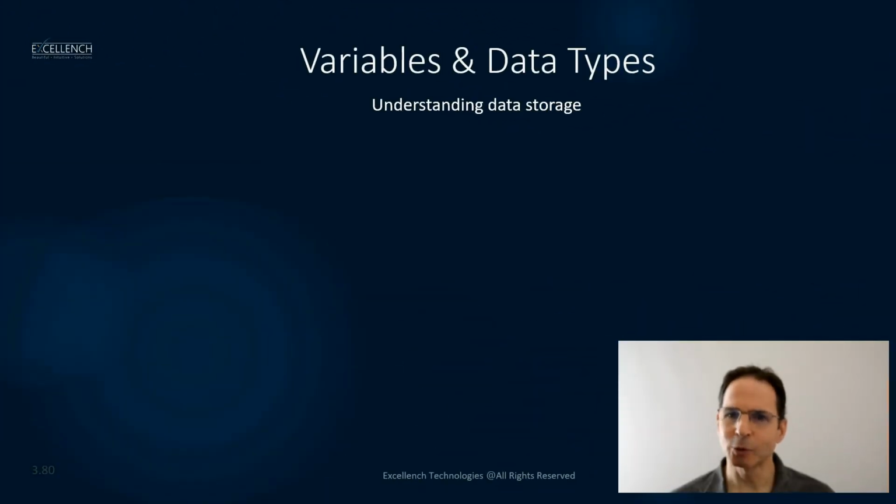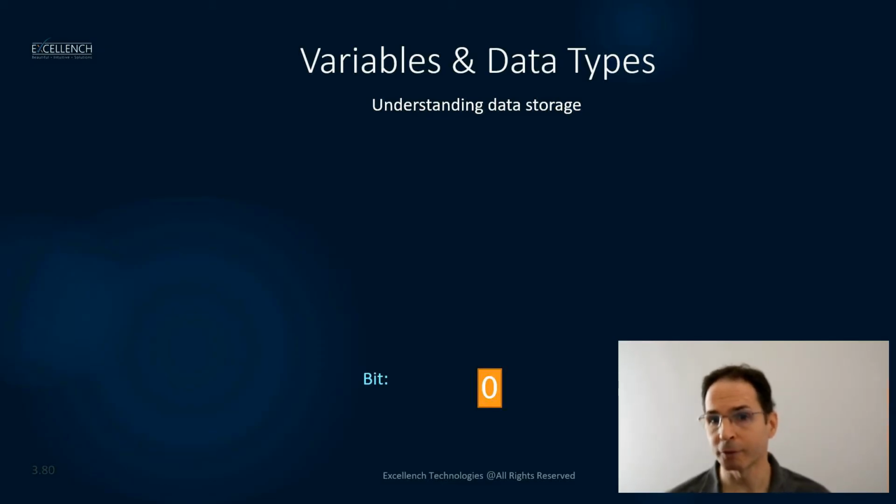Let's take a deep dive a little bit to understand how data is actually stored in the computer. A bit is the smallest storage possible in computers. A bit is like a light bulb. It can either be turned on or turned off. A bit can be either a 0 or a 1.